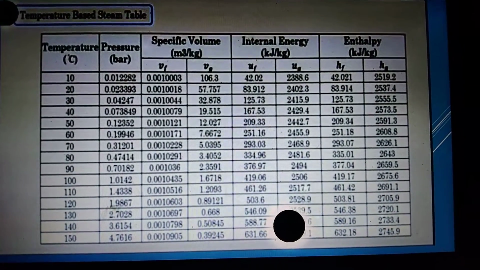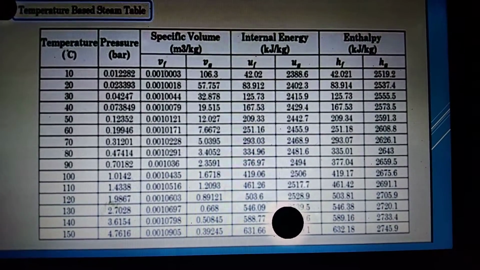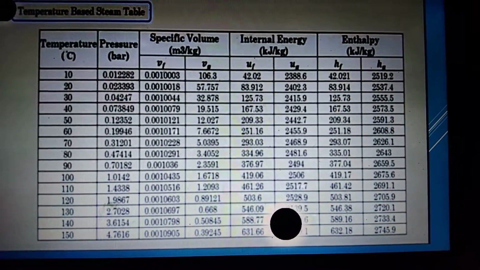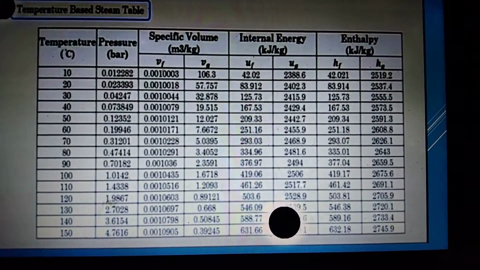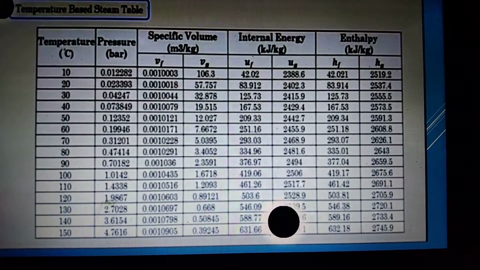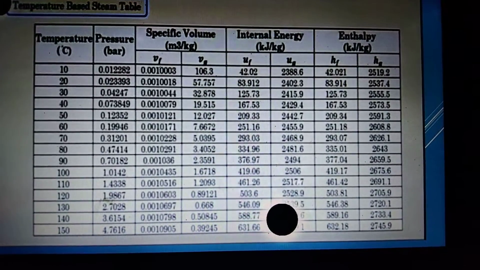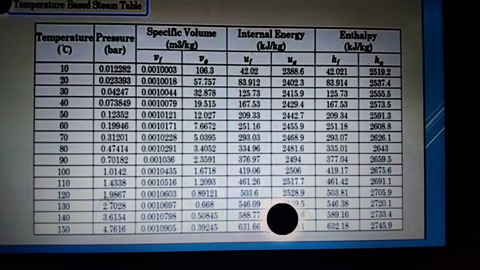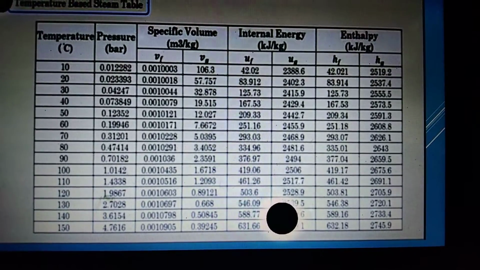So this is the temperature-based steam table. Temperature in degrees Celsius, pressure in bar, specific volume, final volume, initial, then internal energy, then the enthalpy. So that is the value of temperature to pressure, temperature to specific volume, temperature to internal energy, and temperature to enthalpy.